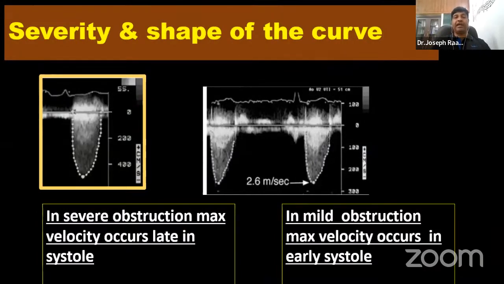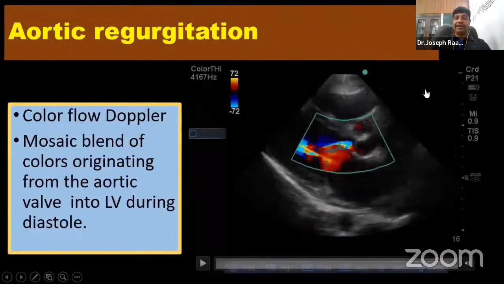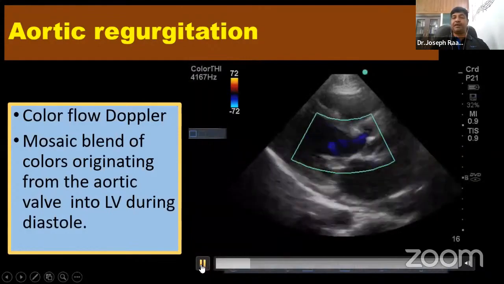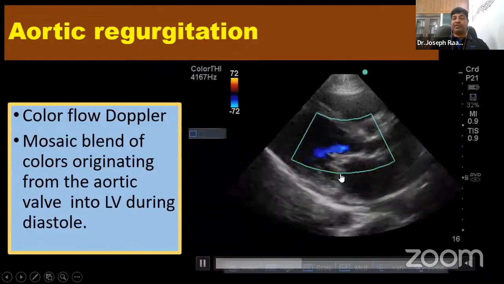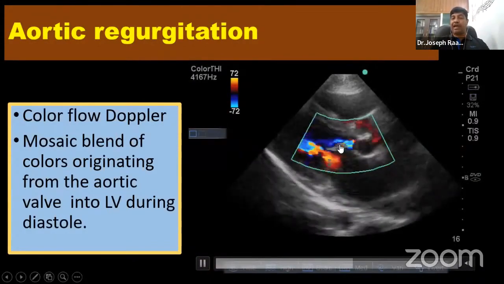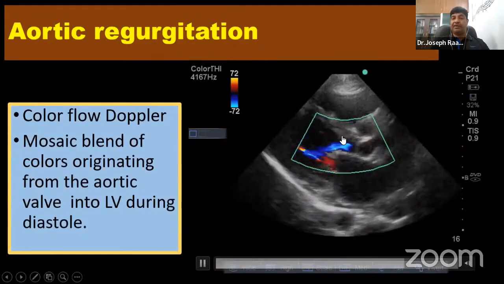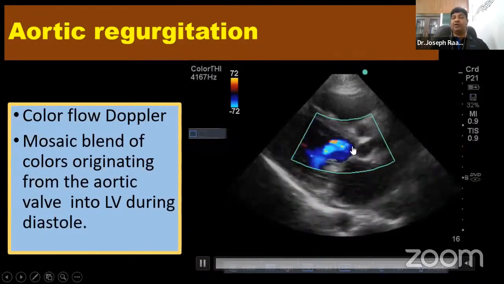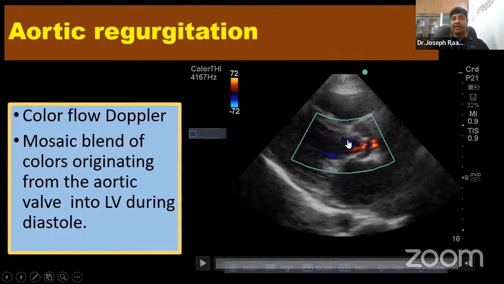Okay. Then the next one is aortic regurgitation. Just like mitral regurgitation, here we need to pick up the mosaic pattern. Whenever there is turbulent flow, your blue and red mix together and produce this mosaic pattern. You are able to see, during diastole, a backward flow from the aortic valve into the left ventricle. So that tells you that this patient has aortic regurgitation.